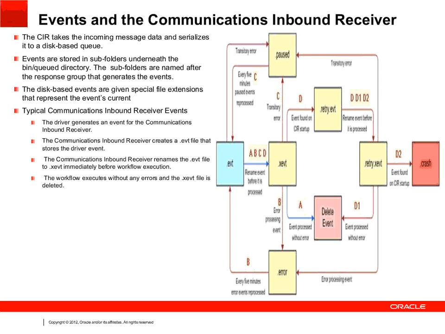Now let's talk about the events and the Communications Inbound Receiver. For both real-time processing and non-real-time processing, inbound email is saved as event data to the local disk in a file with the .evt file extension. Message content and attachments are also saved to the Siebel file system.